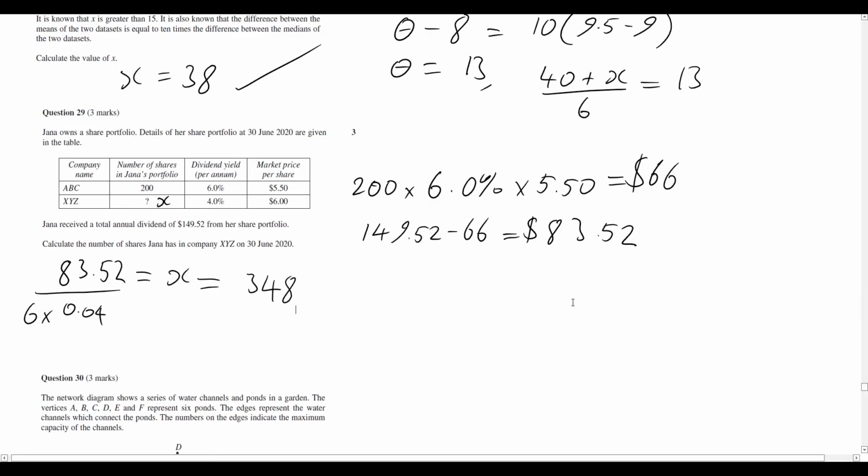Okay, on to question 30. So the network diagram shows a series of water channels and ponds in a garden. The vertices A, B, C, D, E and F represent 6 ponds. The edges represent the water channels which connect the ponds. The numbers on the edges indicate the maximum capacity of the channels. Okay, so we can have a little bit of a look here. Determine the maximum flow of the network.